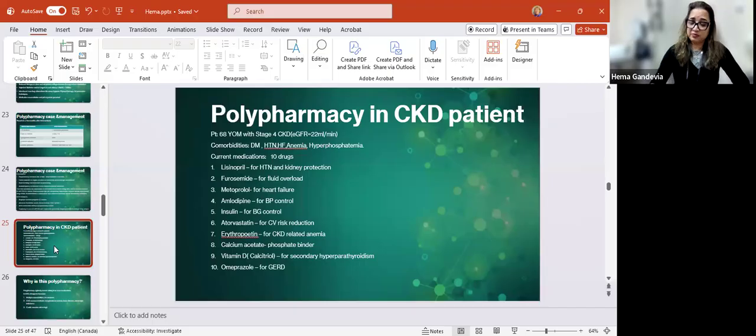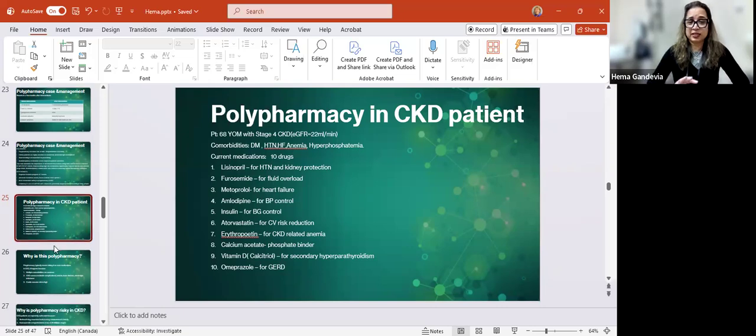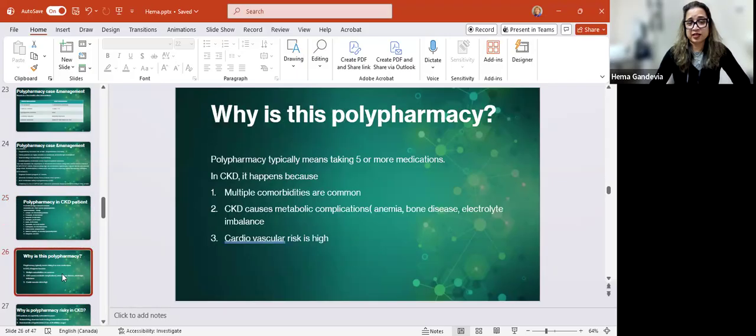I'll let this sink in, just trying to see what are your thoughts on it? Where do you think we're headed with this particular patient? Would you consider him a prime candidate for polypharmacy? I would think so. The answer is yes, because he is definitely taking 5 medications or more.